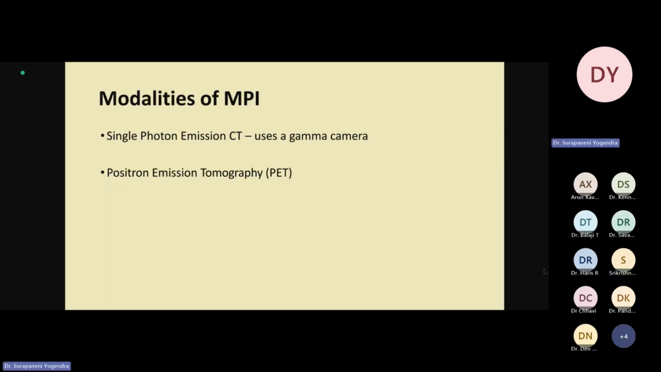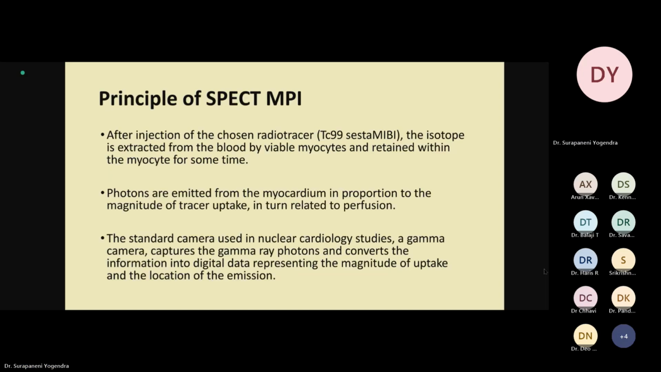So modalities of MPI: single photon emission CT, which uses a gamma camera, or positron emission tomography. Now, principle of SPECT MPI. After injection of the chosen radiotracer, here taking 99mTc-sestamibi, the isotope is extracted from the blood by viable myocytes and is retained within the myocytes for some time. Photons are emitted from the myocardium in proportion to the magnitude of tracer uptake, in turn related to perfusion. The standard camera used in nuclear cardiology studies is a gamma camera, which captures the gamma ray photons and converts the information into digital data representing the magnitude of uptake and the location of emission.